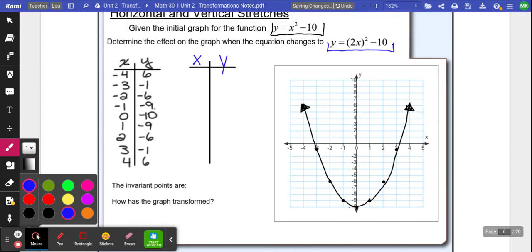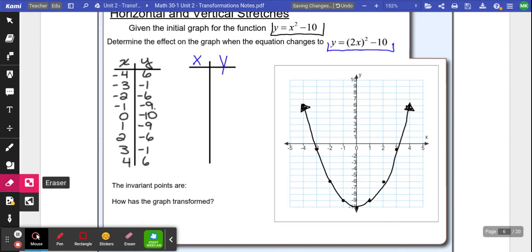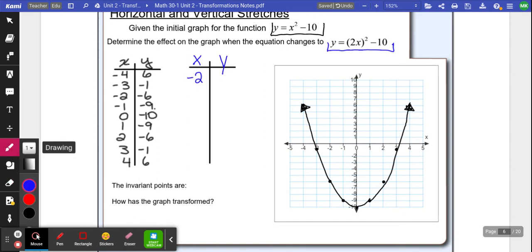So if I had x equals -4, see, that's not what I want to do. That's going to be too far off the chart. I'm just going to do a couple here. Let's do -2, -1, 0, 1, and 2. That'll do the trick for us. If you put -2 into your new function right here, -2 times 2 is -4. -4 squared is 16. 16 minus 10 is 6. My first point is at -2, 6.